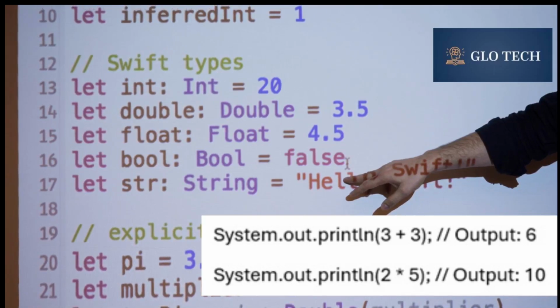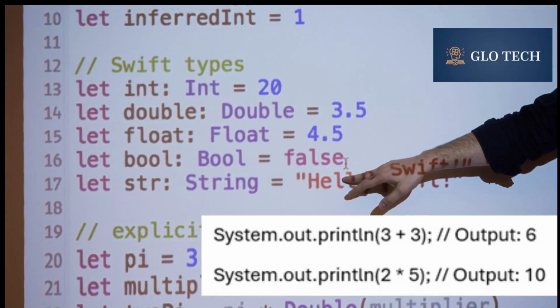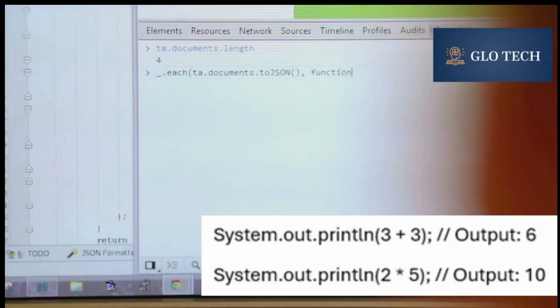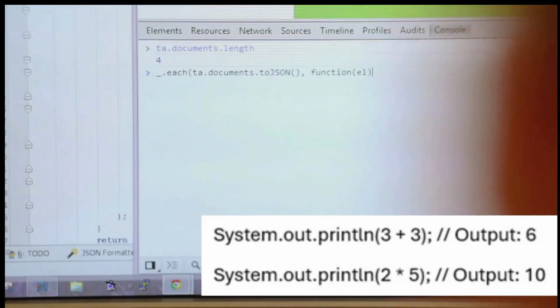Example: System.out.println(3 + 3); System.out.println(2 * 5); This is super useful for dynamic calculations in your programs.